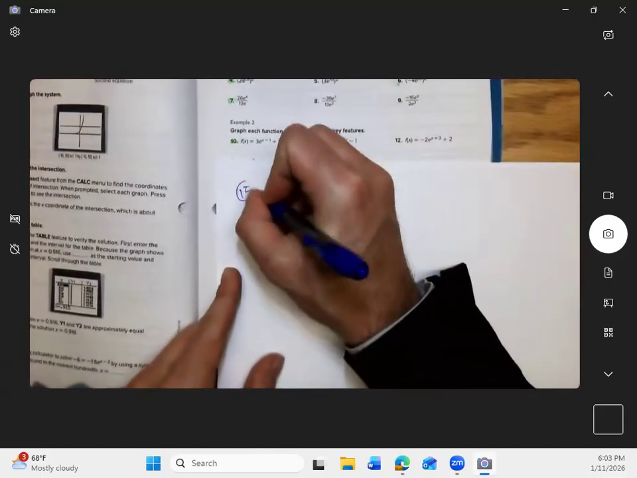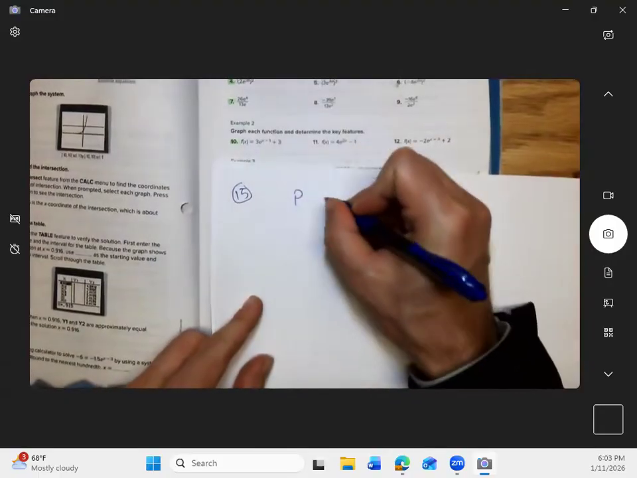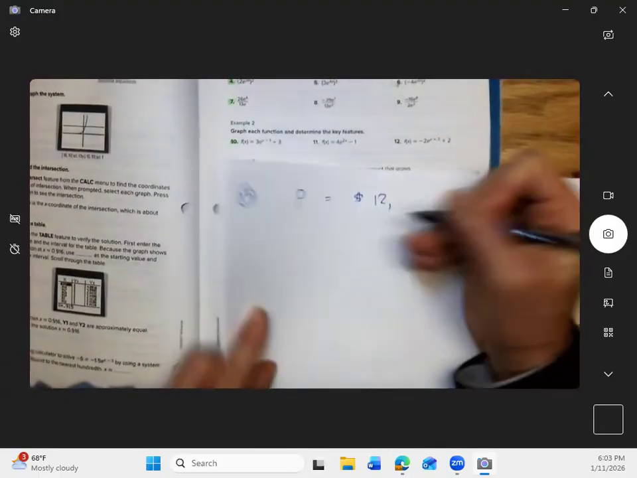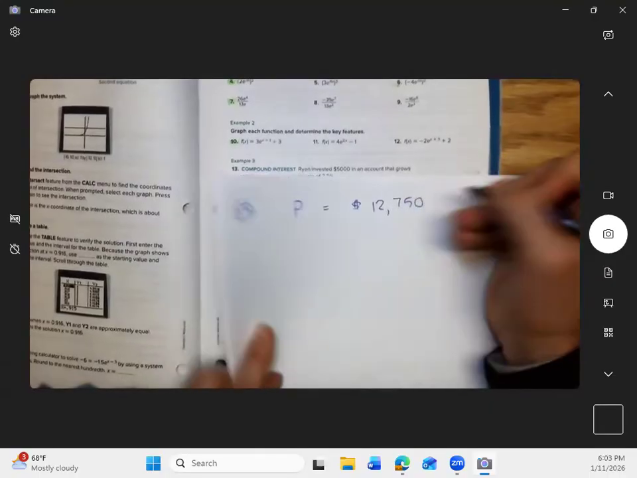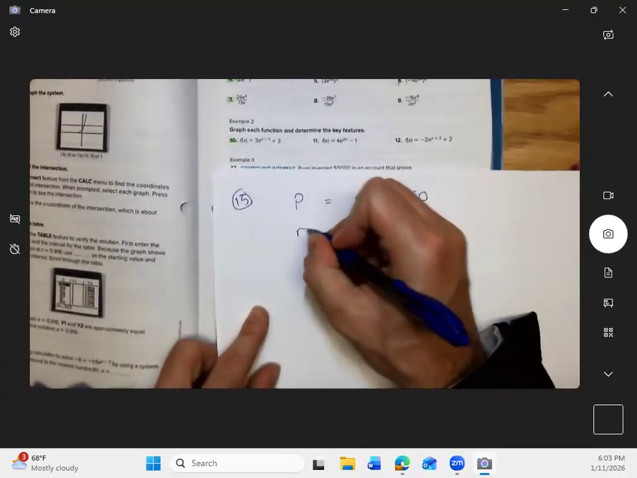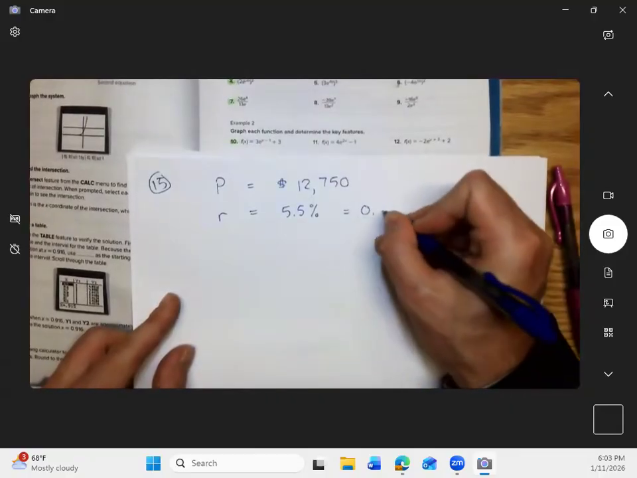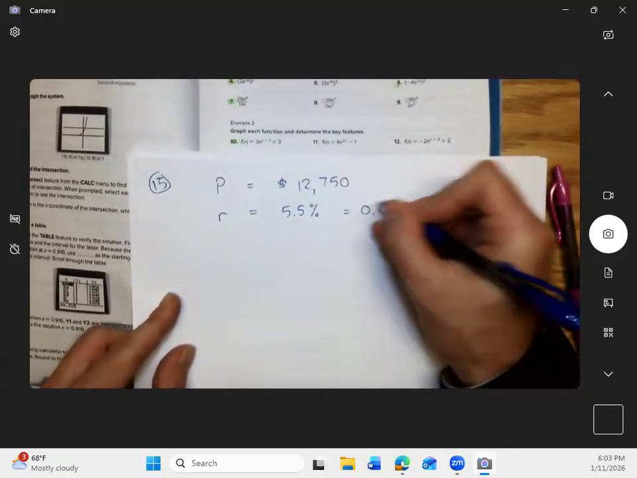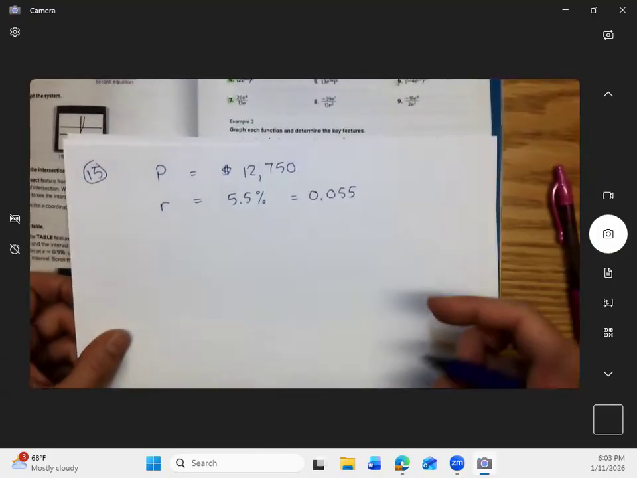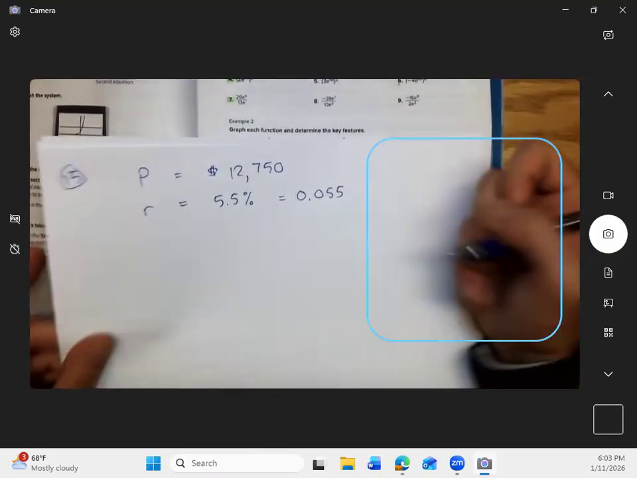Okay, so let's do that. They're telling you the principal is $12,750. The interest rate is 5.5%. As a decimal, that's 0.055. It's percent, it's literally per hundred. Well, the decimal over two places, right?